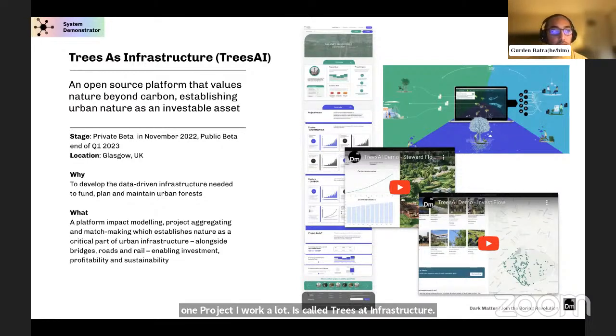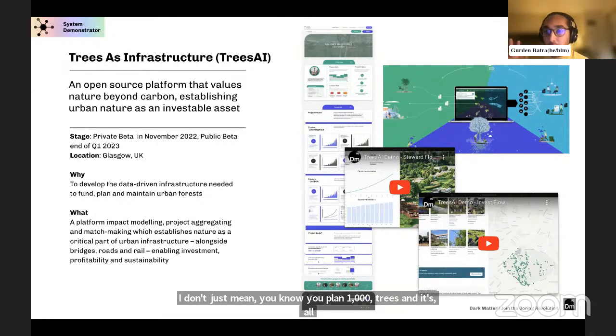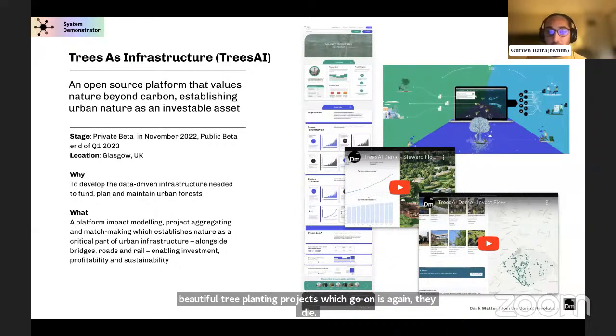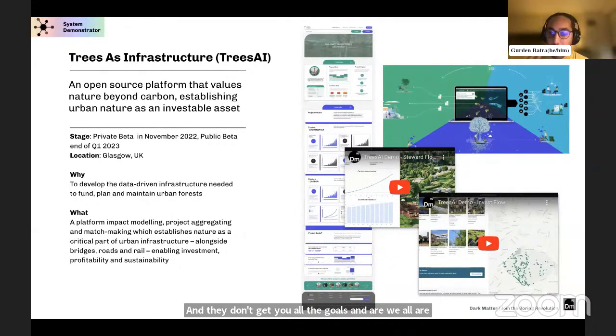Basically, we found out that cities don't have enough money to maintain the urban forests. And when I say that, I don't just mean you plant 1,000 trees and it's all over, right? We did the research, and 50% of those beautiful tree planting projects which go on Instagram die, and they don't get you all the goals. I'm sure we all are familiar with the carbon market and how easy it is to fudge the numbers and do greenwashing. So this project is to bring this kind of inclusivity.